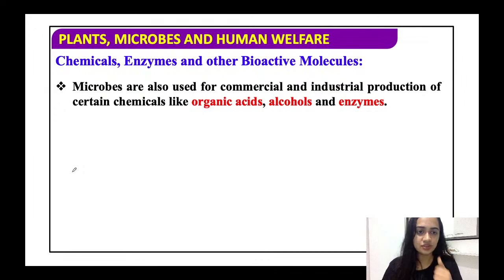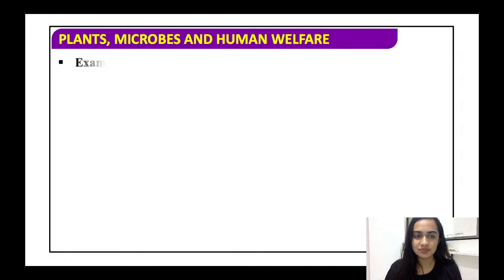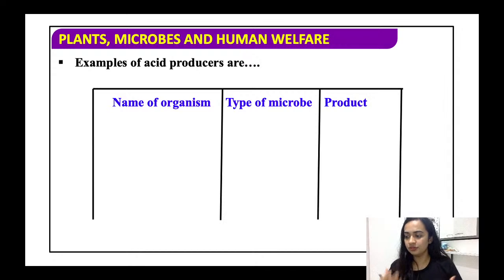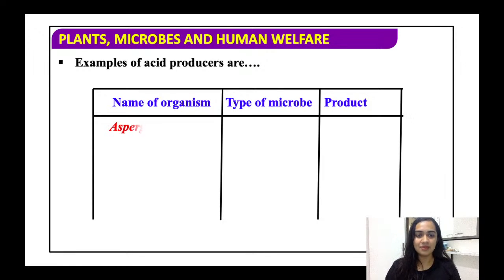Now the last part is of chemical enzymes and other bioactive molecules. So microbes are used in my commercial and industrial sectors, and now they are also used for certain chemicals like organic acids and enzymes. Alcohols तो हम देख ही चुके हैं. So the example of acid production: जब भी मैंने fermentation की process describe की थी, तो I told that it is basically a conversion from primary to secondary metabolite. Secondary metabolite, I had specifically mentioned that it also can be an acid. By acid, I meant the following.